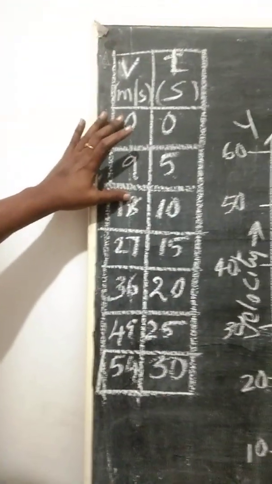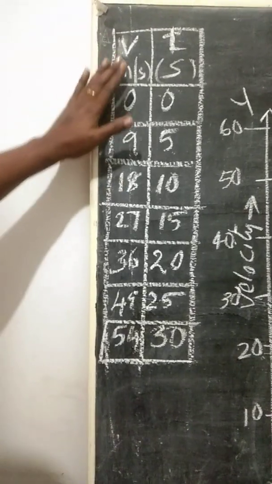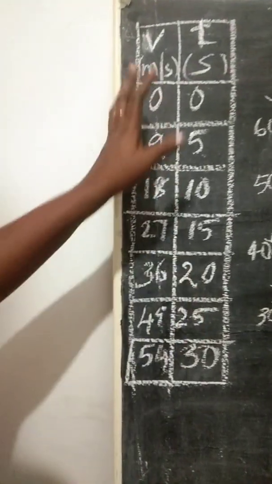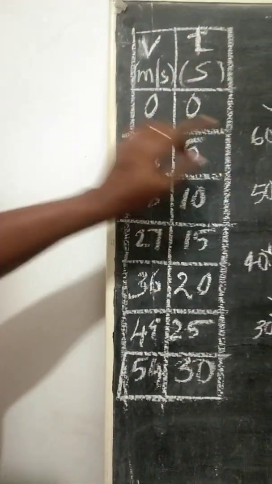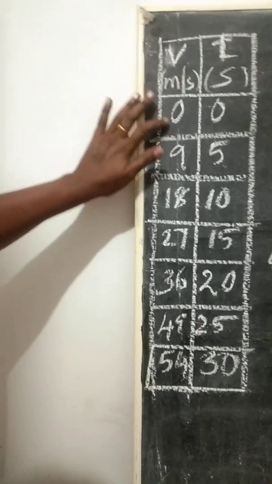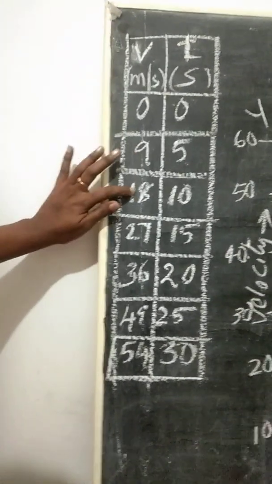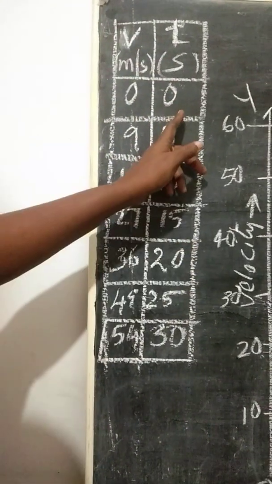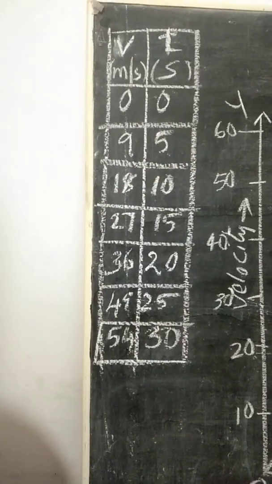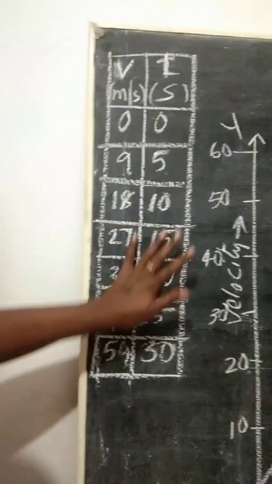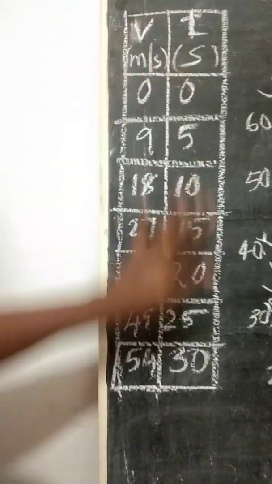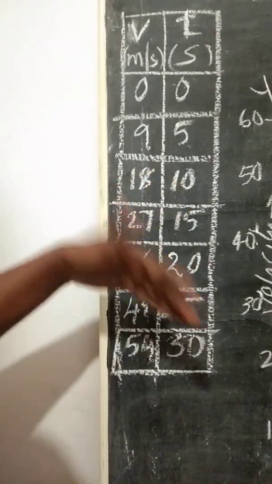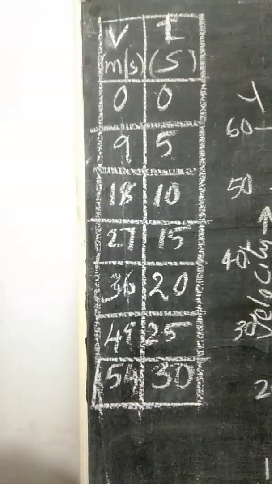From the data itself it is clear that this is an example of a velocity time relation for uniform acceleration. Velocity increases at a rate of 9 meters per second: 9 plus 9 plus 9 plus 9 plus 9 plus 9, and the time gap also remains the same, 5 seconds. So this object is showing uniform acceleration. Now we are going to see how we plot the graph between velocity and time.